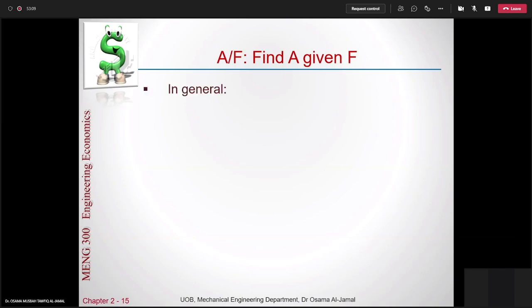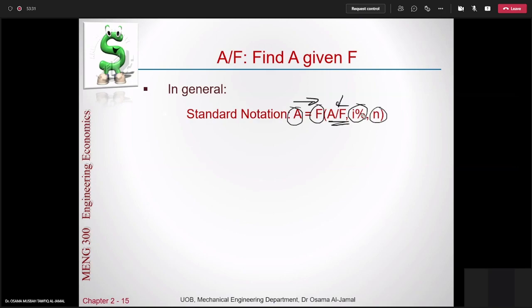In general, for A given F, this is the standard notation. A, that's what we want to find. F is given to us. So A given F. Again, moving in this direction. We want to find A, given that F. It is standard, so don't change it. Put the values in here, not the letters. Substitute the values.